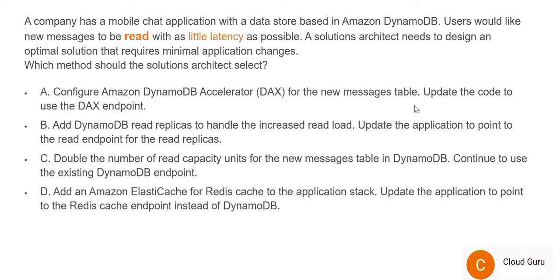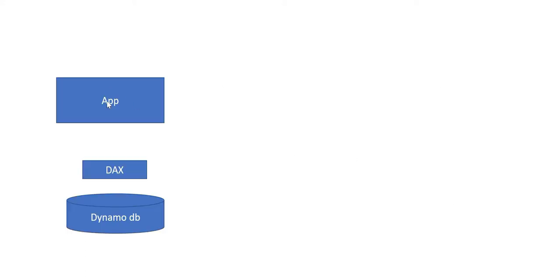Since you do not have to provide any changes, like very minimal application changes, I would plug in DAX. So this is how it will look. Between the mobile app and the DynamoDB, there will be a DAX. Since the question says reads should be fast, lowest latency, reads means you can read from DAX. So the app will read from DAX and will provide the lowest latency.